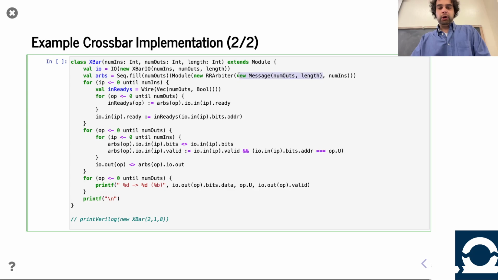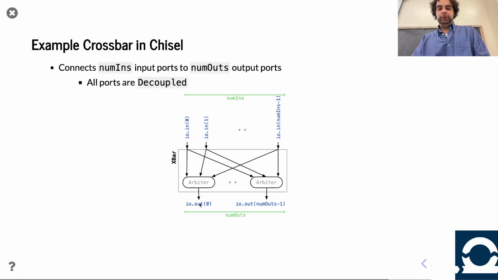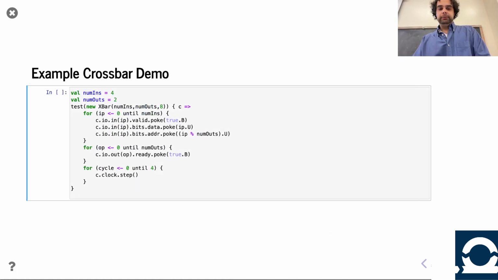Notice how the round robin arbiter takes in the type for what type is going through the arbiter. In this case, we're saying it's going to be the message type, and each arbiter is deciding between a number of inputs, right? So go back to the diagram. One arbiter per output, and it's choosing between however number of inputs we have. Okay, let's keep looking at this code.